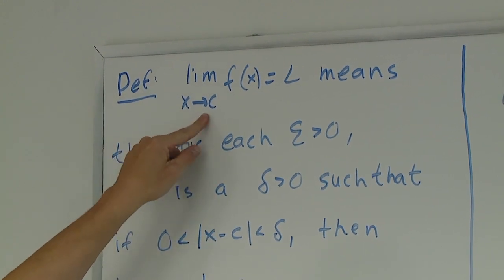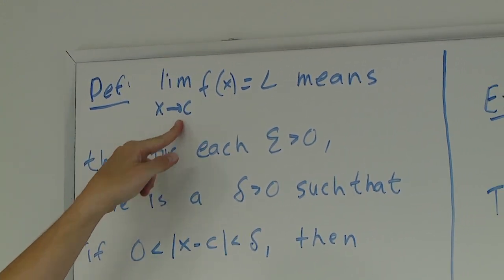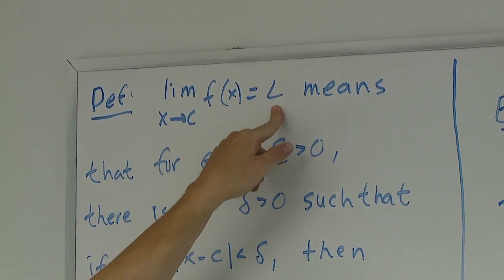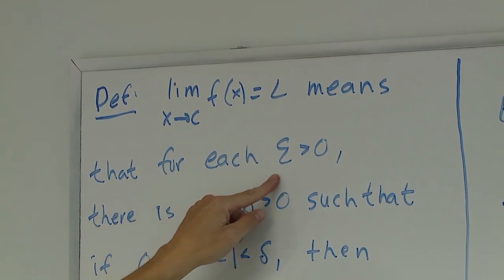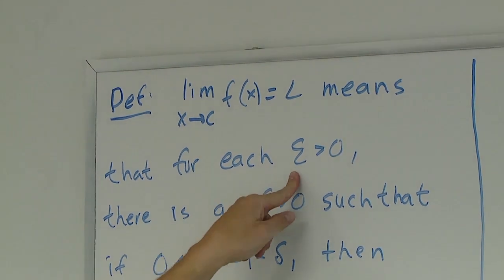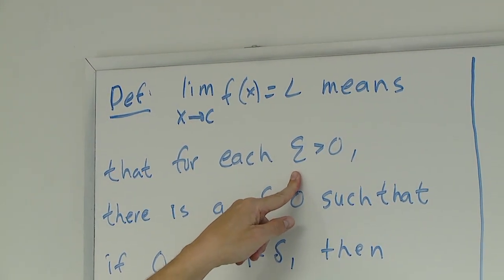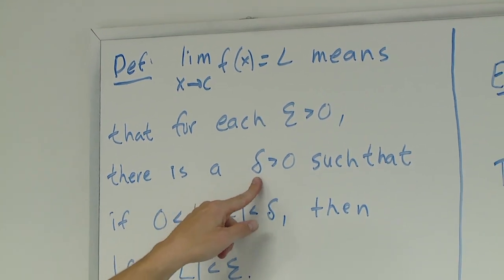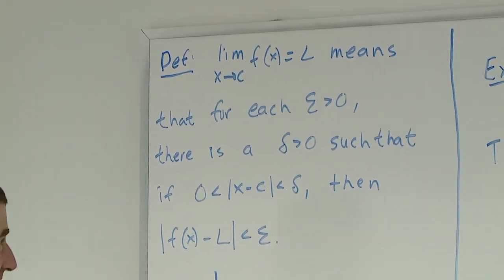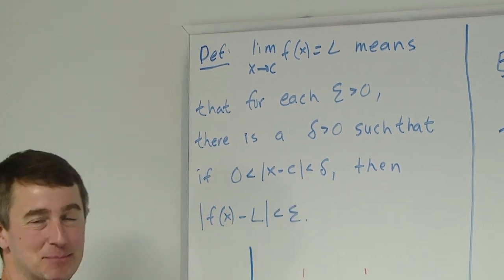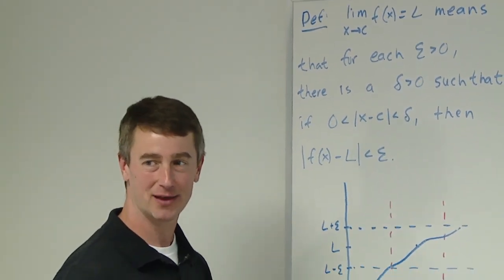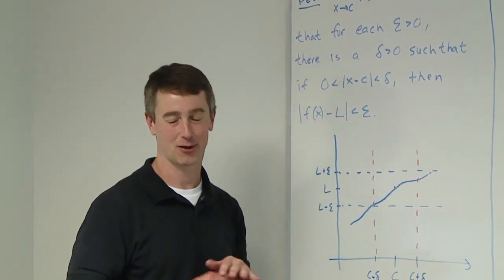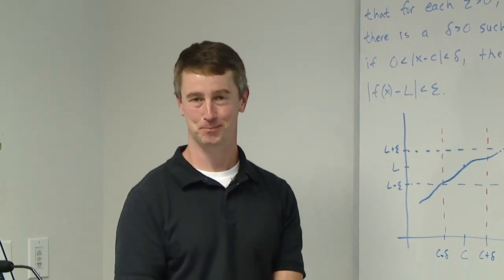So we say the limit as x approaches c of some function f of x is L. What does that mean? It means that for each epsilon greater than 0, there is a delta greater than 0 such that if 0 is less than absolute value x minus c less than delta, then absolute value of f of x minus L is less than epsilon. There's a ton of things going on in that definition.